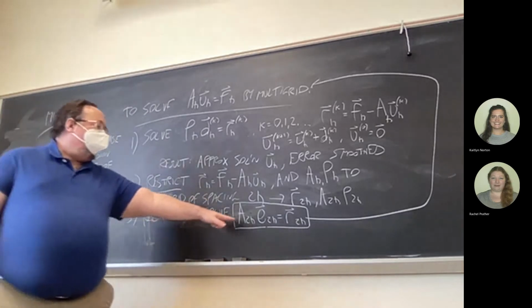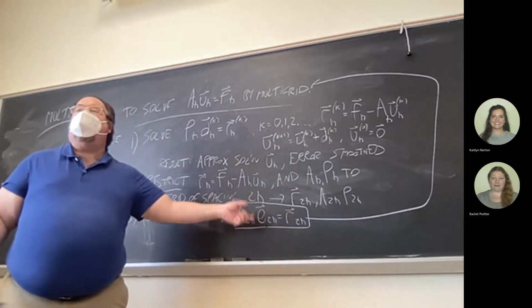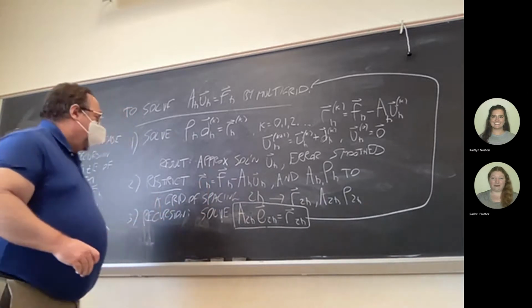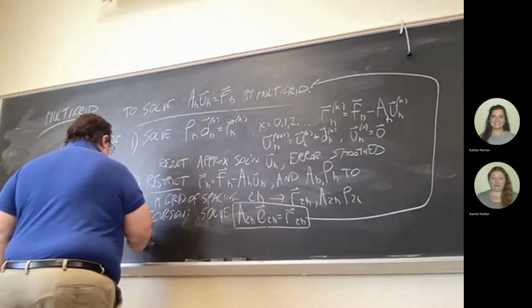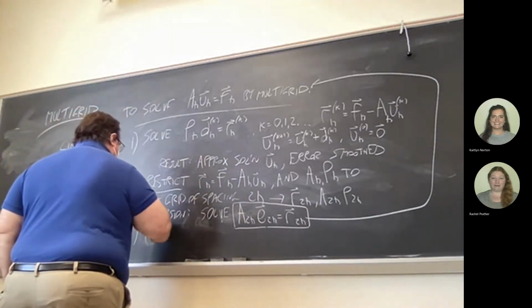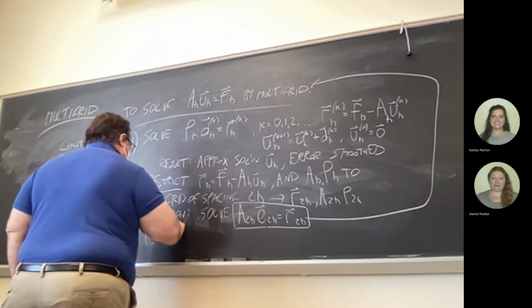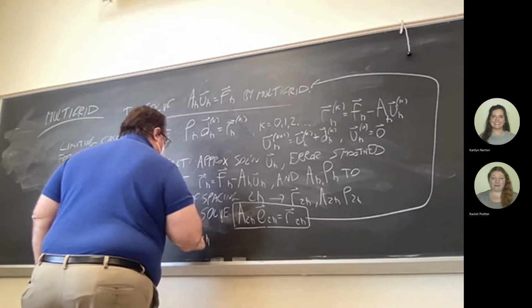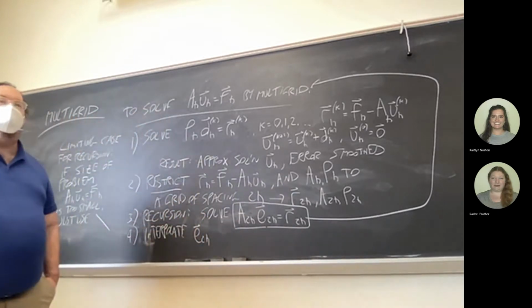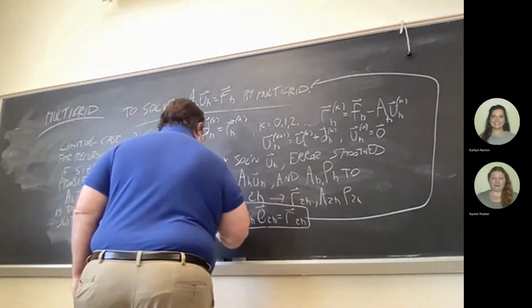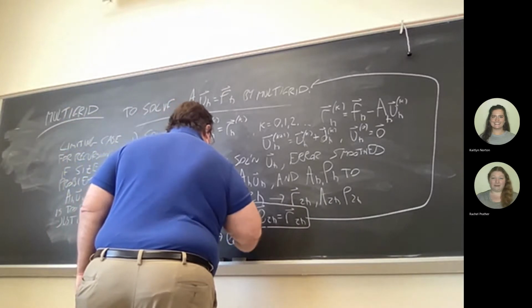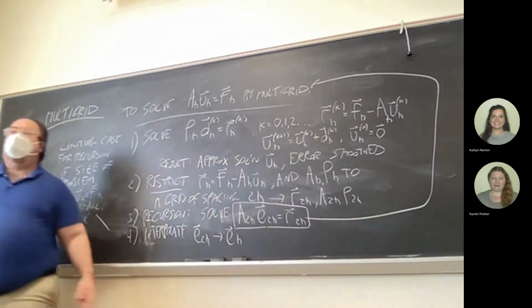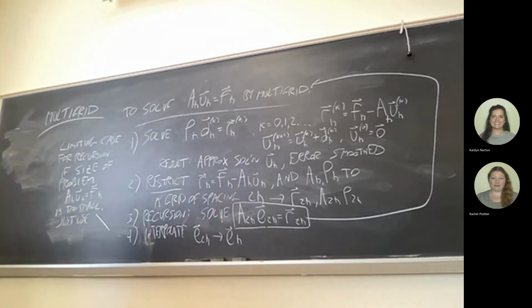Once this is done, you have this output E2H coming back to you. So what do you do now? You interpolate from error on the coarse grid to error on the fine grid. I will describe the interpolation process shortly.